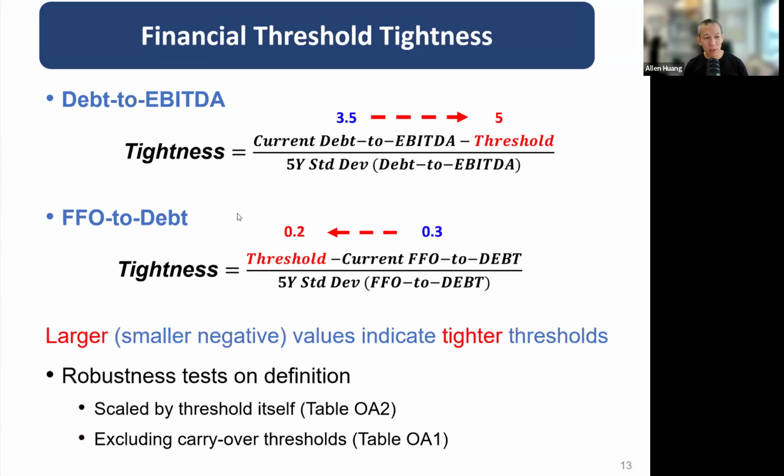In our sensitivity test, we also look at a couple of ways to vary the definitions of this ratio. So for example, we scaled it not by the standard deviation of the measure, but by the threshold itself, and we find similar results in our empirical analysis. We also try to exclude some of the carryover thresholds. So we only use the most recent thresholds, and we disregard the thresholds that were issued more than a year ago. And we also find similar results here.